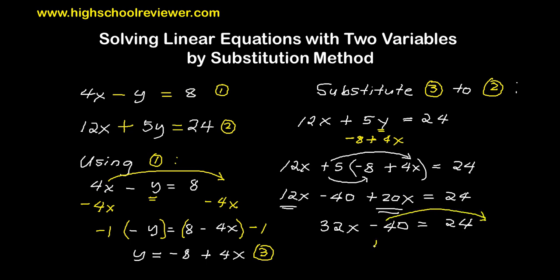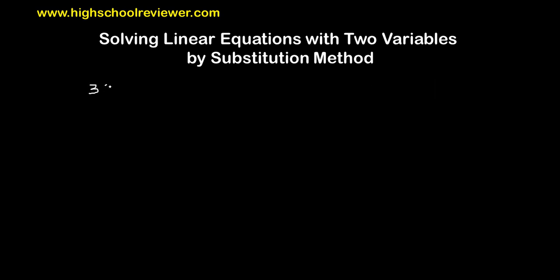How do we transpose negative 40 to the other side? We will just add 40 on the left, and again, whatever you do on the left must also be done on the right side. Also add 40 here. Negative 40 plus 40 is 0. What remains on the left side will now be 32x, and this will be equal to 24 plus 40. This will give us 64. We have 32x is equal to 64.